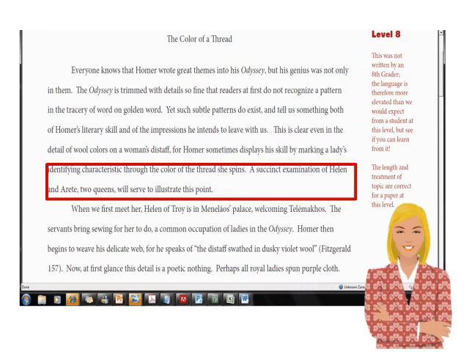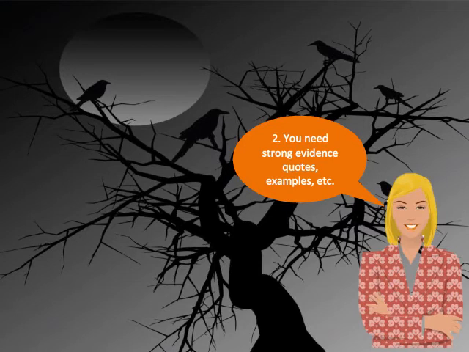And so it looks like it will talk about different characteristics of Helen of Troy and then the other queen. So again, look over this. This is another good example.